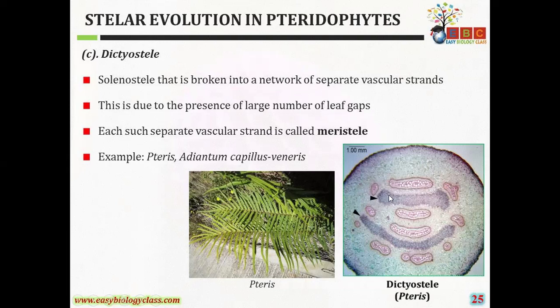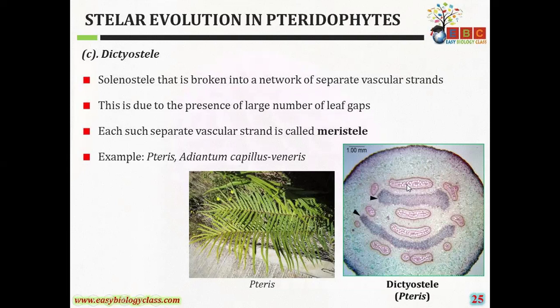So these are the leaf gaps you can see here. There are many leaf gaps here due to which the vascular bundles are getting separated, or broken down into separate vascular strands. So this condition is called the dictyostelic condition. Each one here represents one stele.